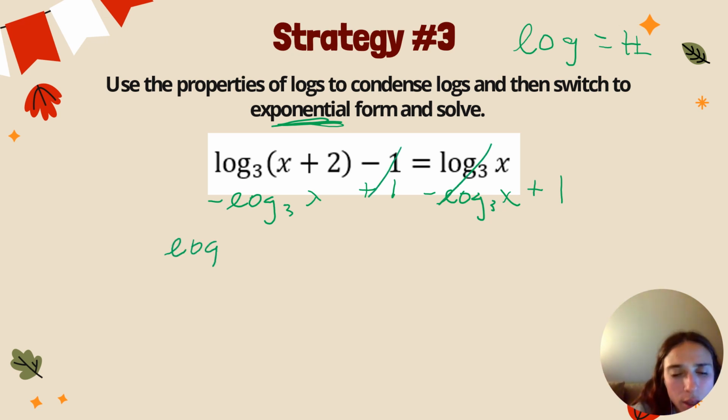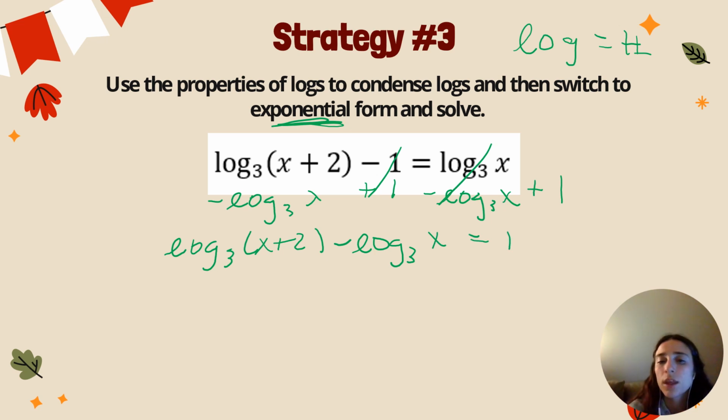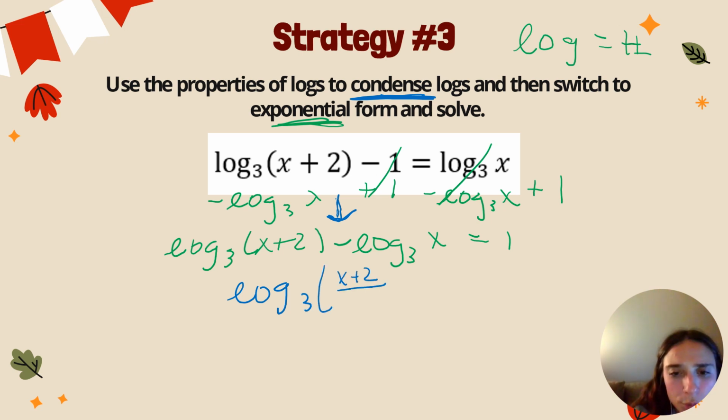So I have log base 3 of x plus 2 minus log base 3 of x equals 1. So when I have all my logs on one side equals a number, I now have to condense. All right, I need to condense, so I need to make them one log. Now, hopefully you remember your properties and laws of logs. When it says minus, you divide. So I'm going to do log base 3 of x plus 2 divided by x equals 1. Right? So remember, subtraction you divide, addition you multiply.